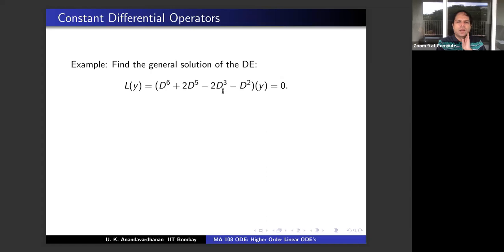One more example. So how do you do this? Though this is degree 6, it is not very difficult because some roots are obvious. So D square is coming out, and then you have a 4th degree polynomial.